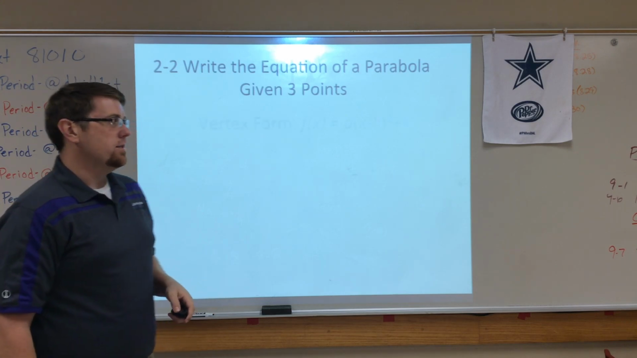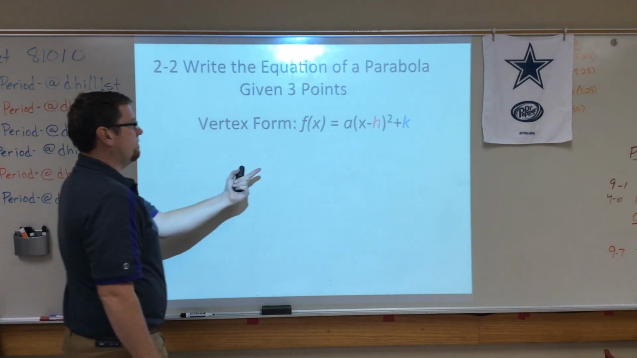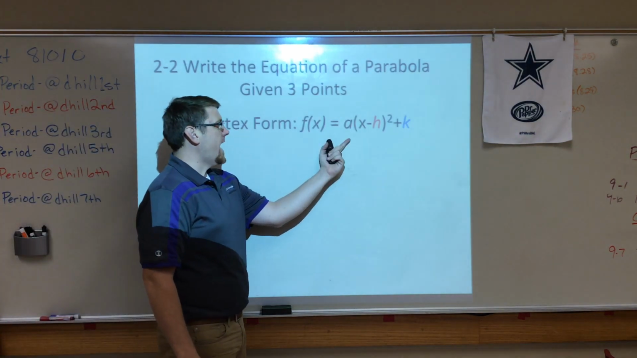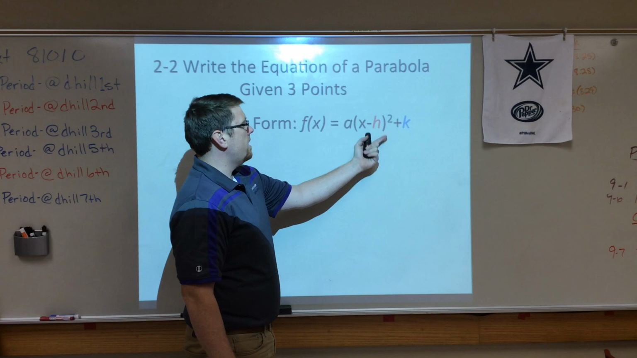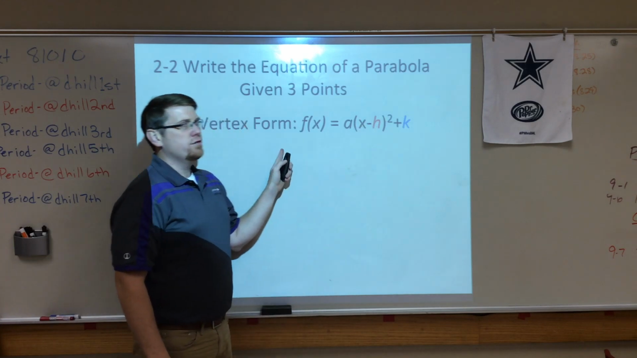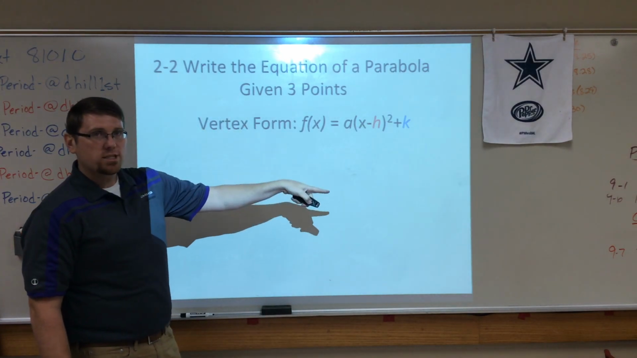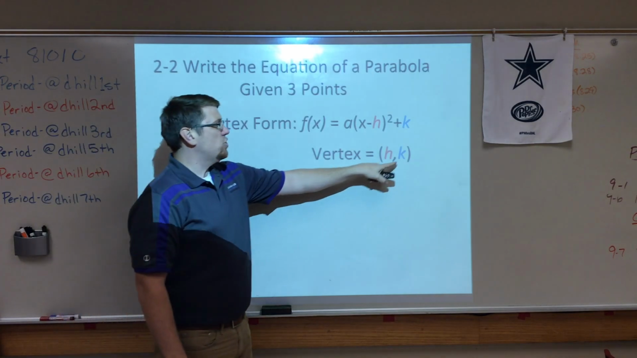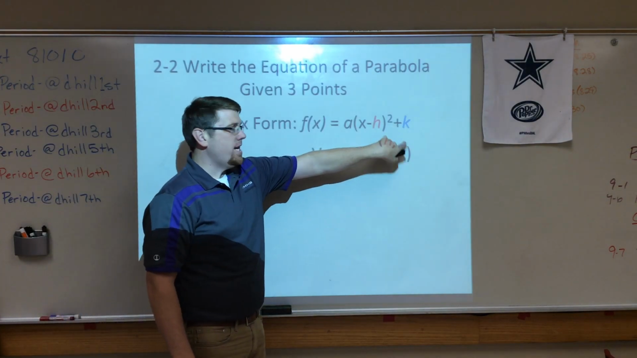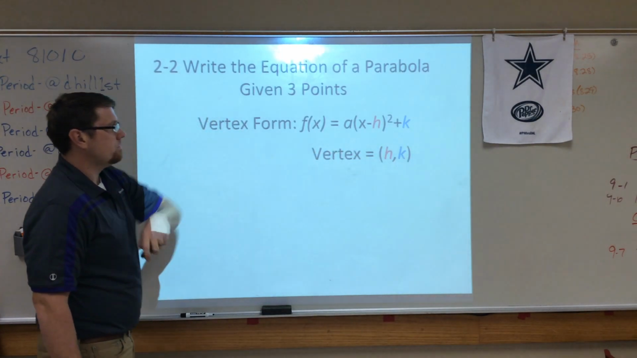Today we're going to be talking about how to write the equation of a parabola in vertex form when given 3 points. Just to review, this is vertex form. f of x equals a times (x minus h) squared plus k. Now this is vertex form because our vertex is (h, k), and they're found right here in our equation.